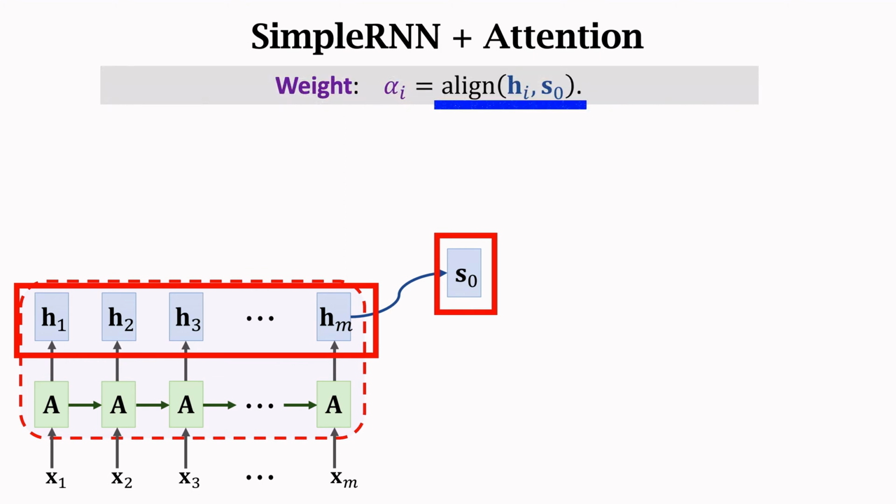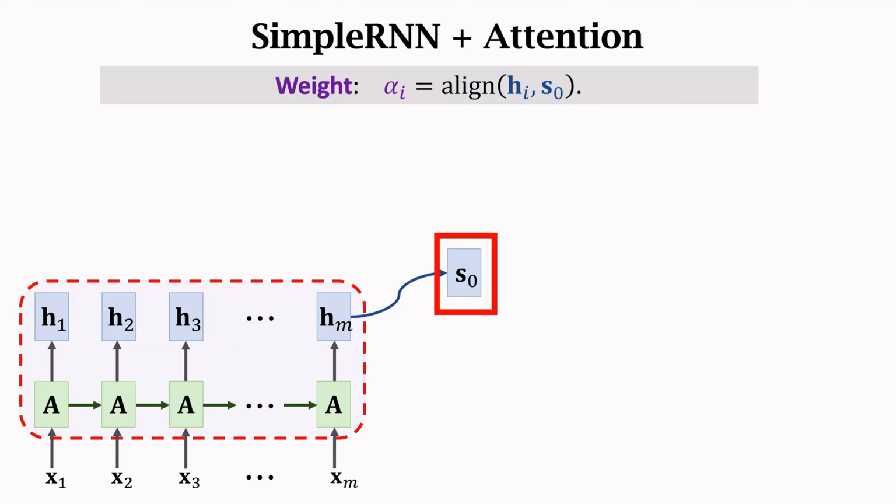This equation measures how well S0 matches Hi. I will discuss the align function later on. Let alpha i be the output of the align function. It is a number between 0 and 1. Alpha i is a weight. A big alpha i means S0 and Hi are closely relevant. We are going to use the weights to perform weighted averaging.